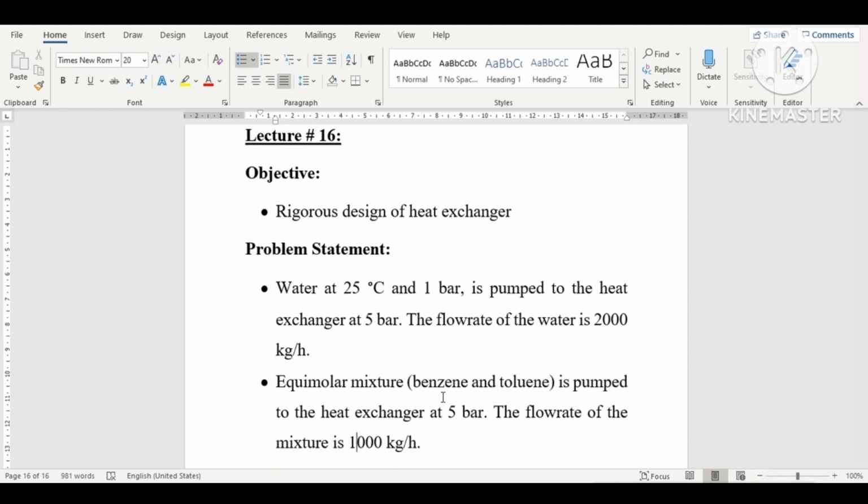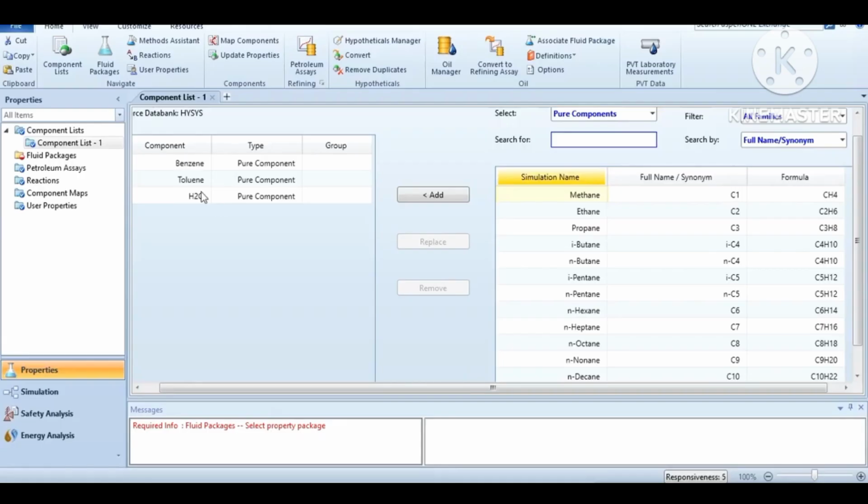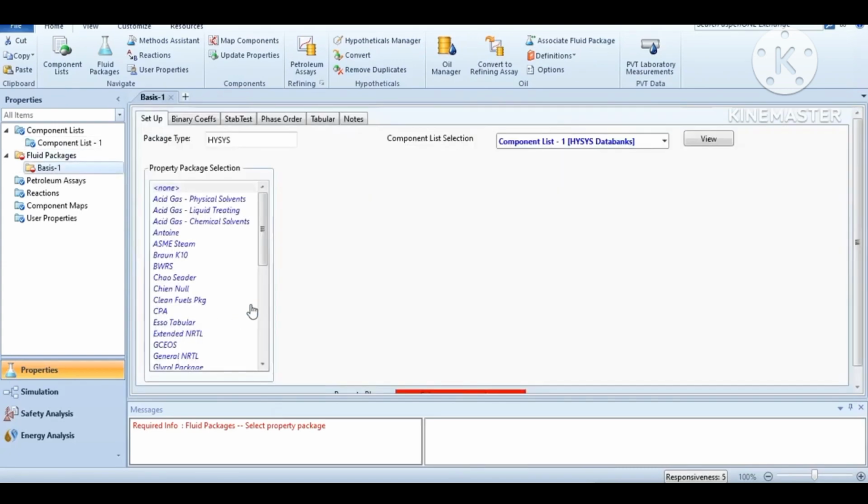First, we need to pump the two streams. We haven't been given any information right now about which one is the hot stream and which one is the cold stream. So first we will go to Aspen HYSYS, install pumps, and increase the pressure of water and mixture to the required pressures, and then we will see which one is the hot stream and which one is the cold stream. Going to Aspen HYSYS, I have added these three components, benzene, toluene and water, which were our requirements in this problem statement.